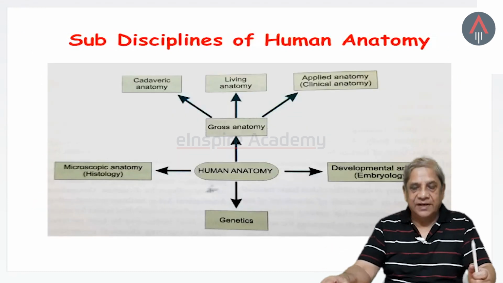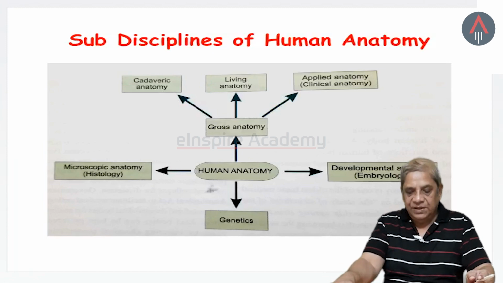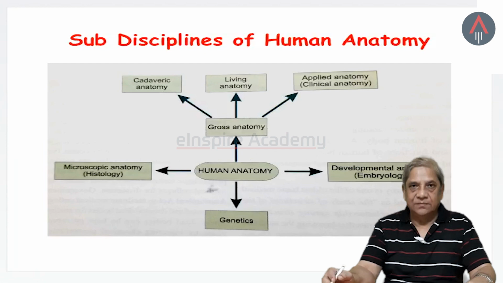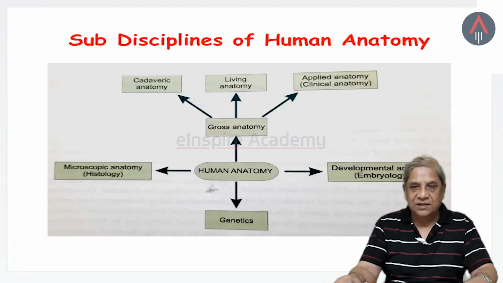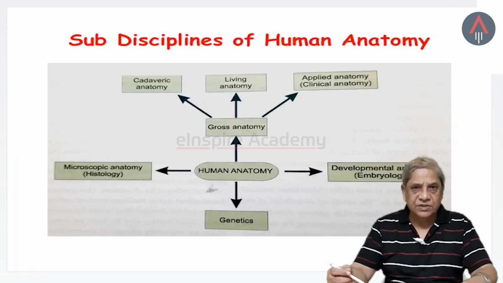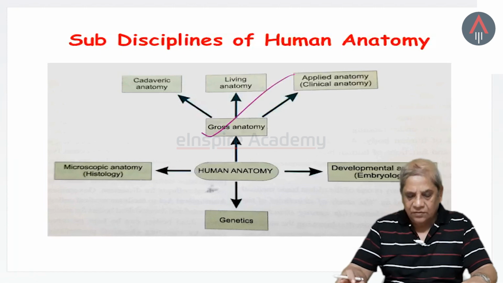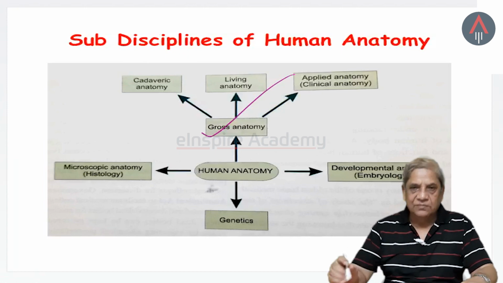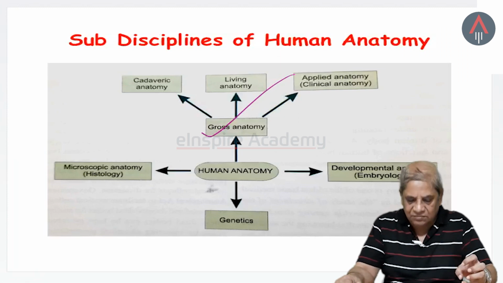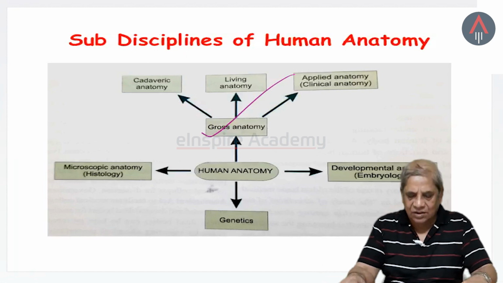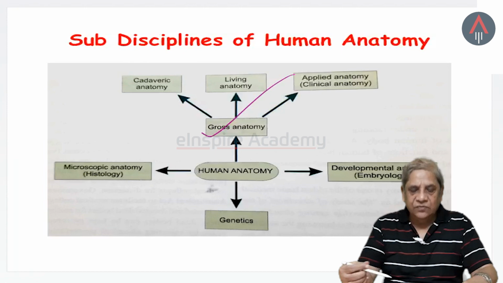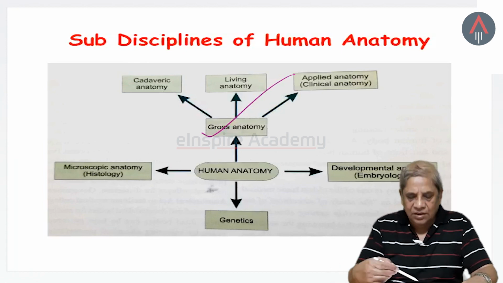Coming to the next slide, these are the various subdisciplines of human anatomy. For example, there are 4 branches of human anatomy which you are supposed to learn in the first year of medical science. The first is gross anatomy, and this gross anatomy will occupy most of your time. Say for example, 60 to 65% of the time you will be dealing with gross anatomy, and gross anatomy means the structure which you can see by the naked eye without the help of the microscope. So when you learn this gross anatomy, it has 3 subdivisions.